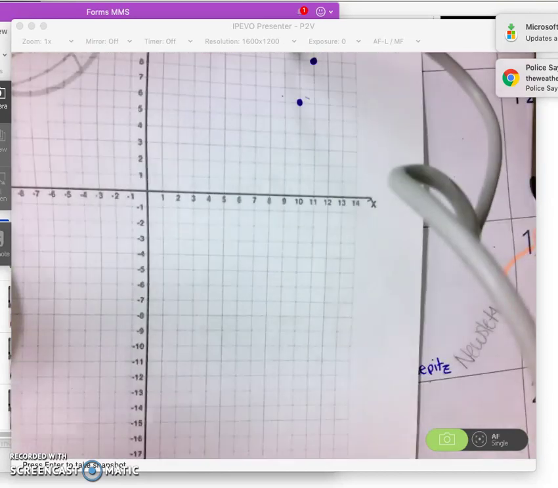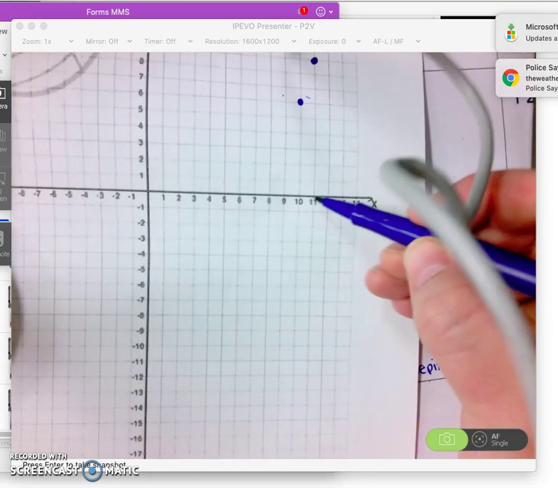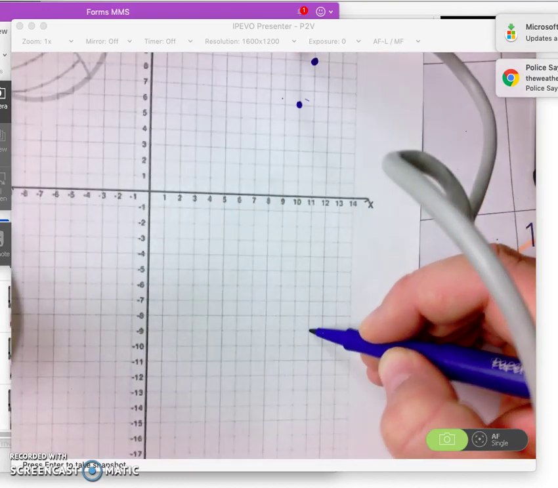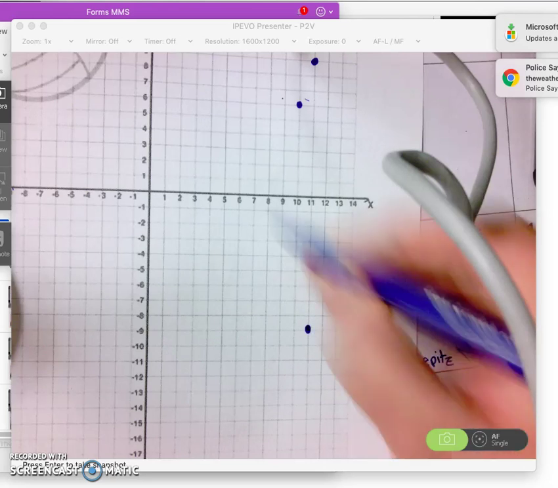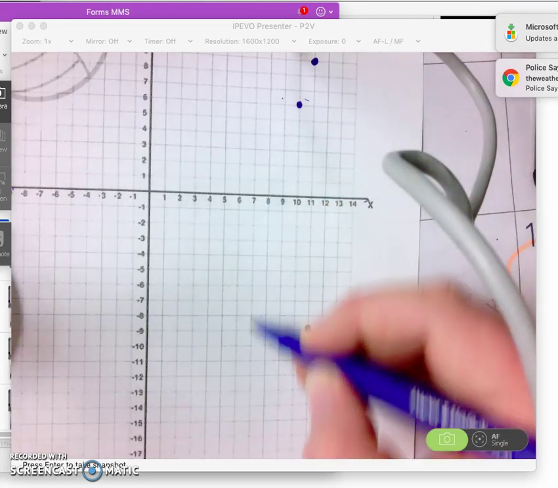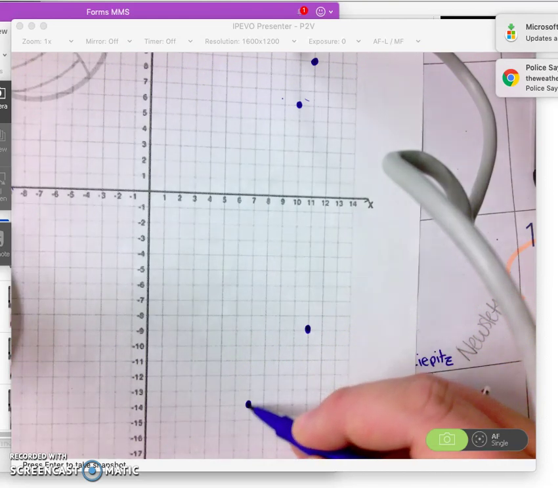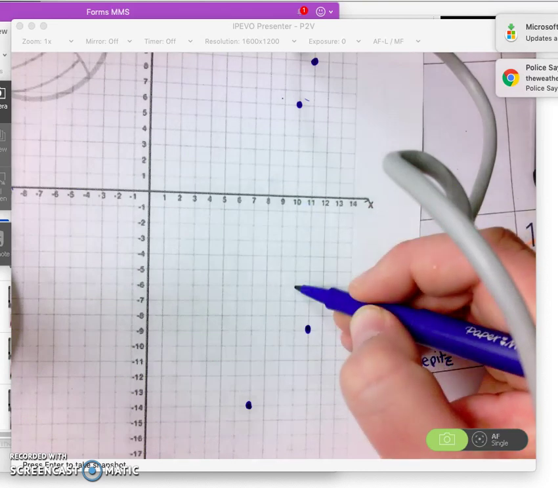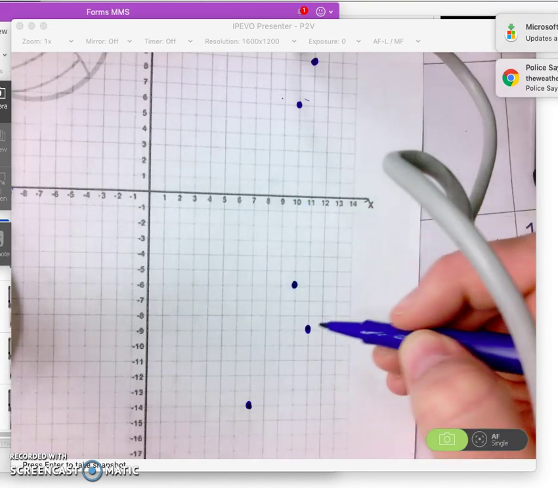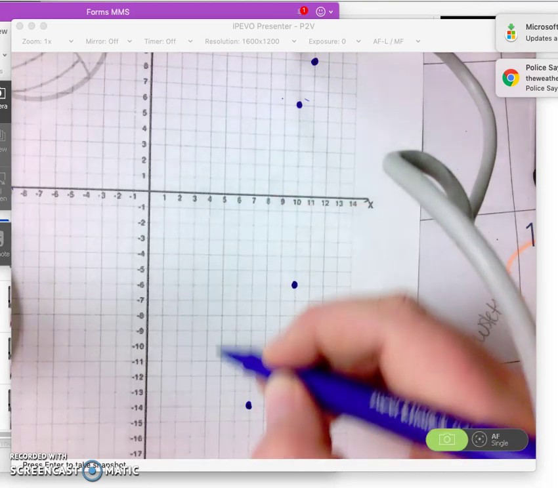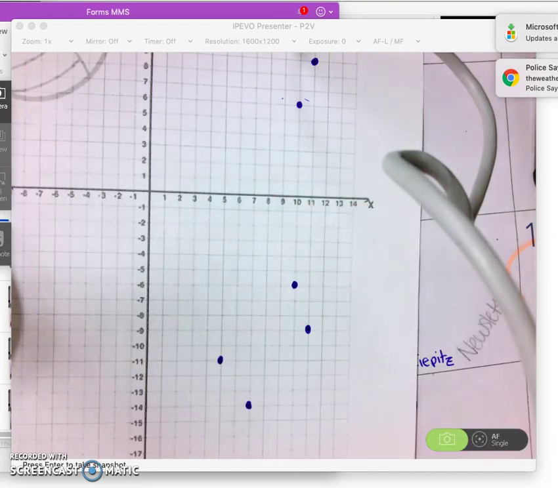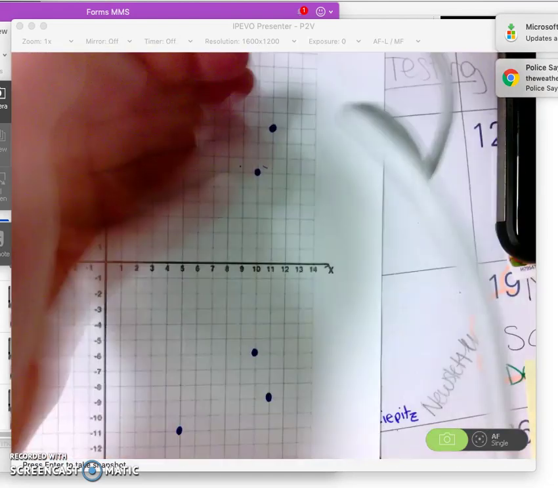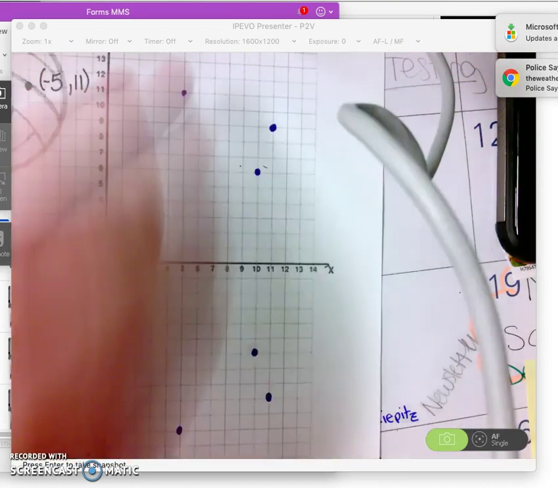So I have 11, -9. I have 7, -14, 10, -6, and 5, -11. Okay. So if I see my shape, this one is reflected across to here.